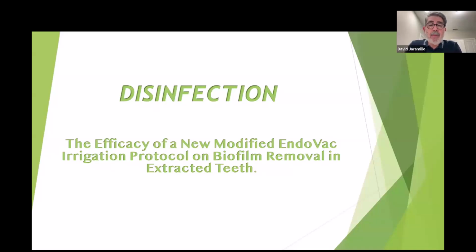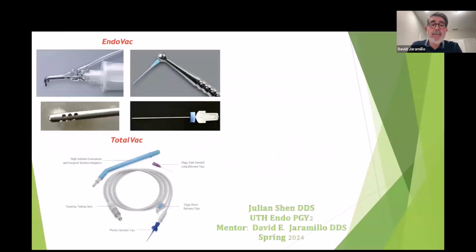So we tested a new modified EndoVac made by Brasseler. It's called TotalVac. This is not a commercial. This is what we did in the lab with Julian Shen, one of our former residents. This was her master's thesis. So the EndoVac, as I was mentioning to you, has a macro cannula and a micro cannula with these micro orifices here.